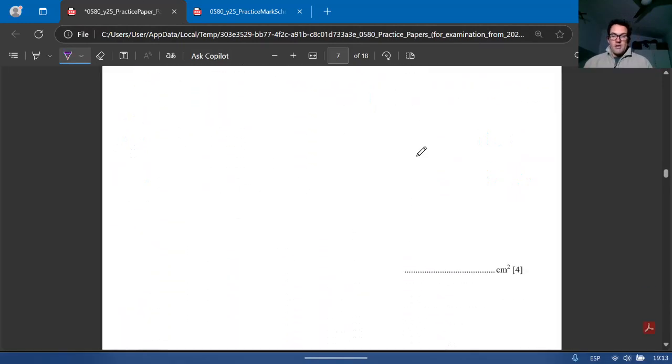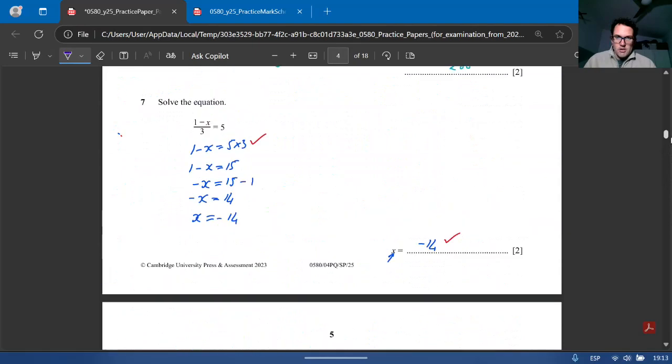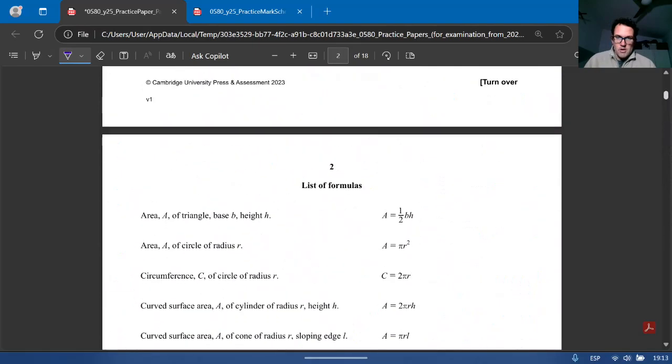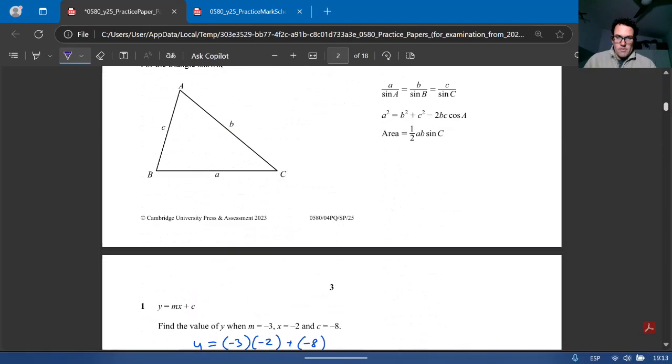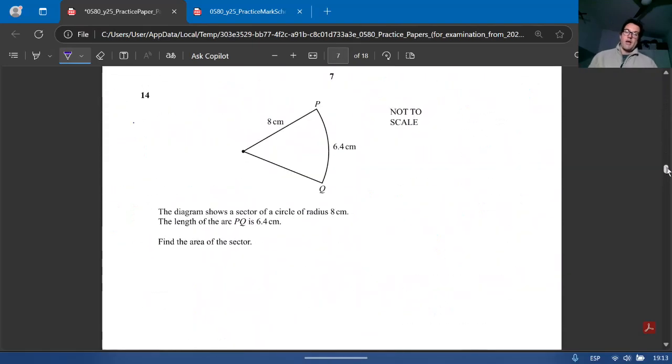Question 14 is 4 marks. You know there's something going on here. The diagram shows a sector of a circle, radius 8 centimeters. The moment you see a sector of a circle or an arc, or a slice of pizza, basically, remember these two formulas, which they don't give you in the formula sheet. Let's just double check. No, it's not there. So this is one you have to memorize. Two you have to memorize.